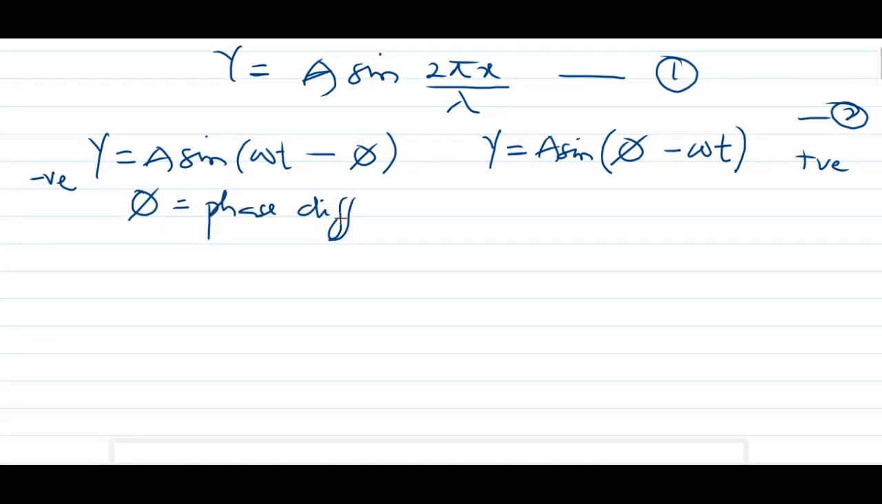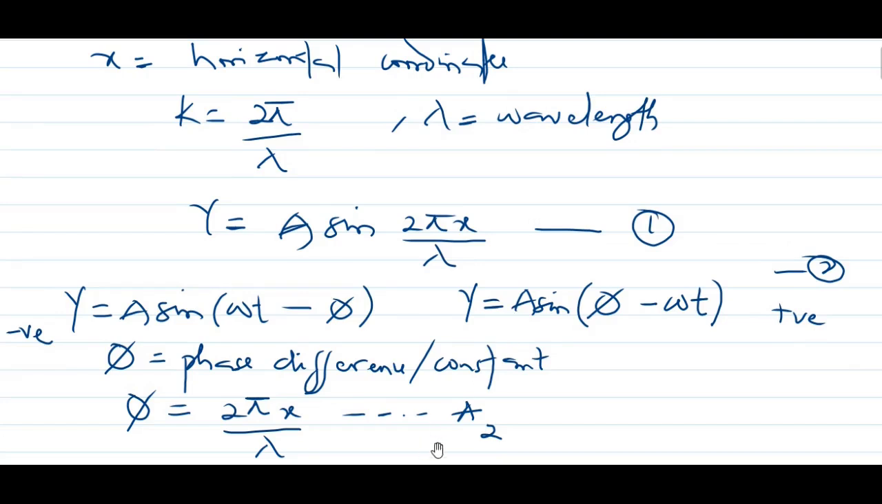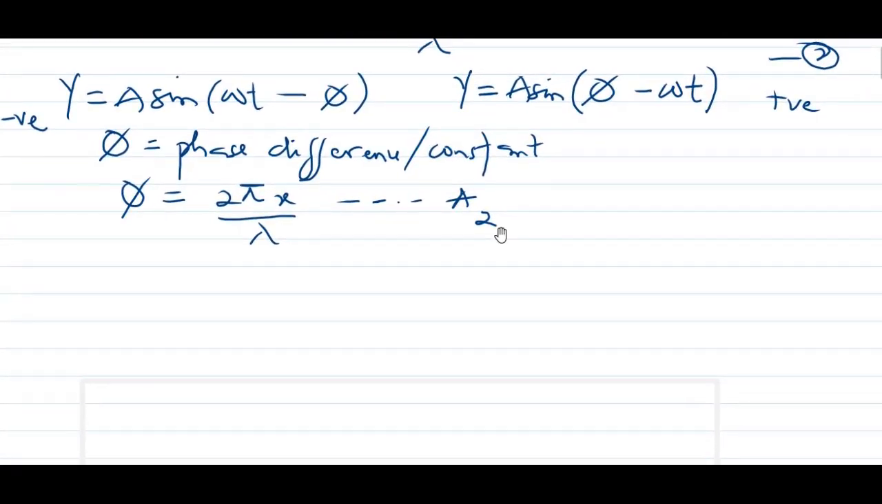So what is phi? Phi is also known as phase difference or phase constant. And what is our phase difference? Phase difference is 2 pi x over lambda. So it's important we know this. Let me call this equation star 2, and let me call this one, our wave number, star 1, because I'm going to be needing it later.